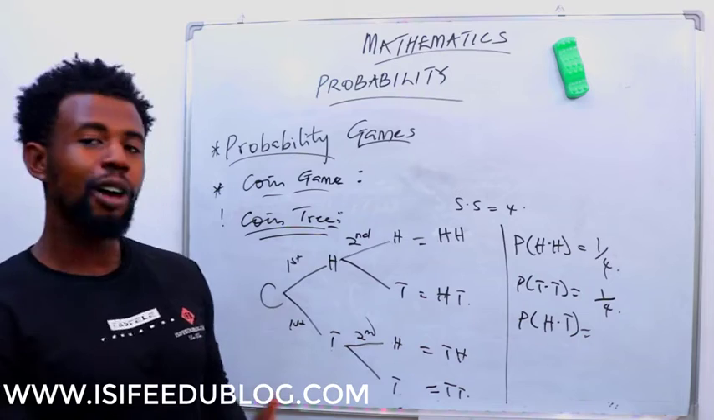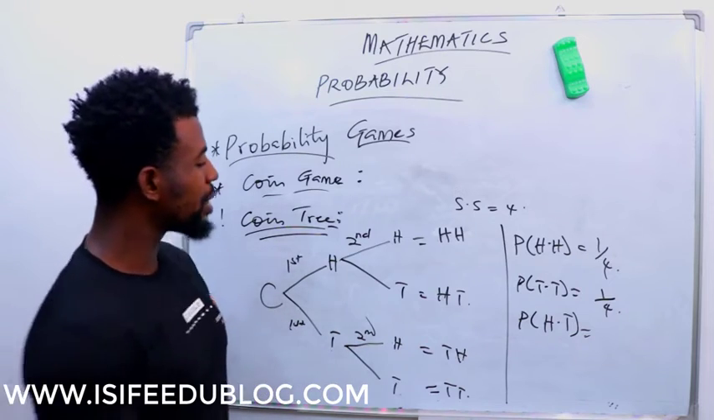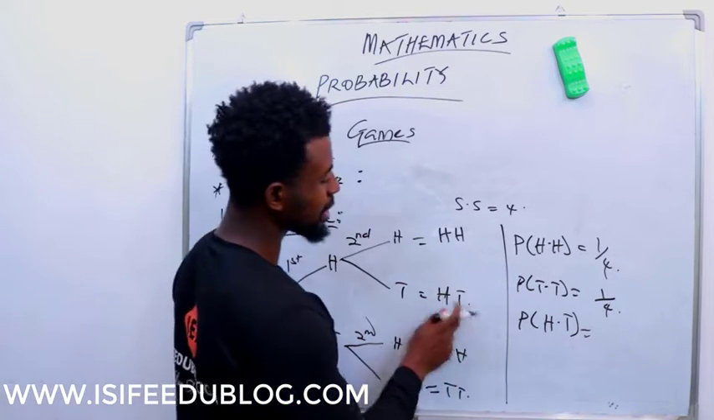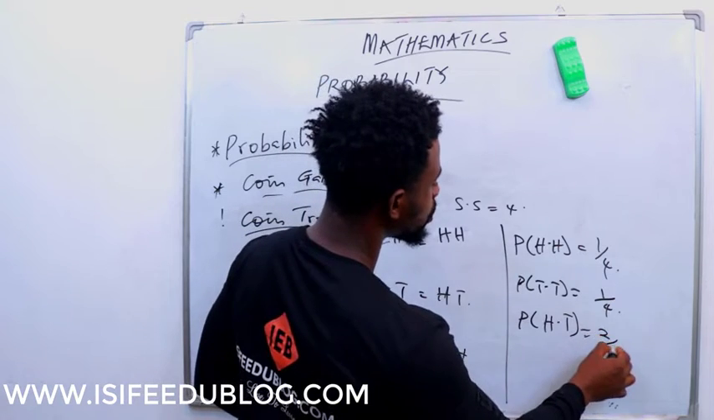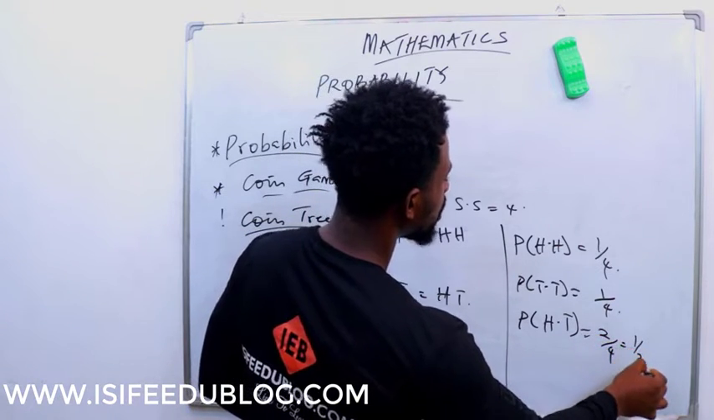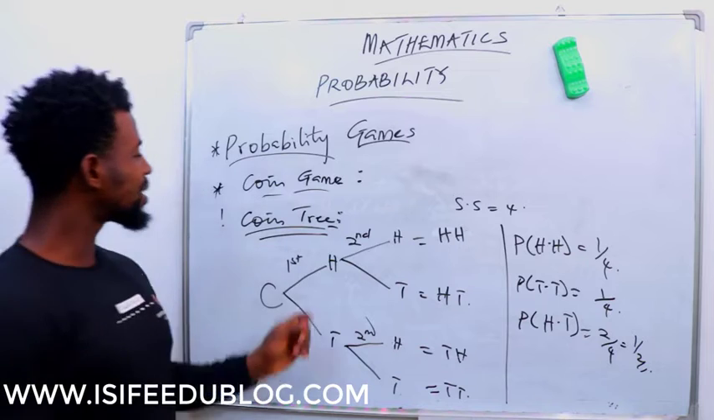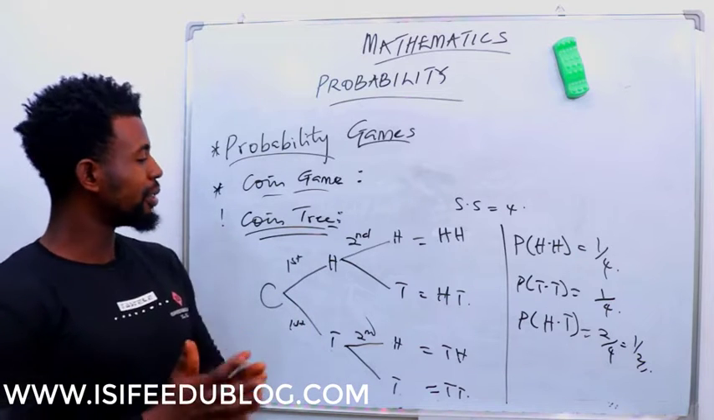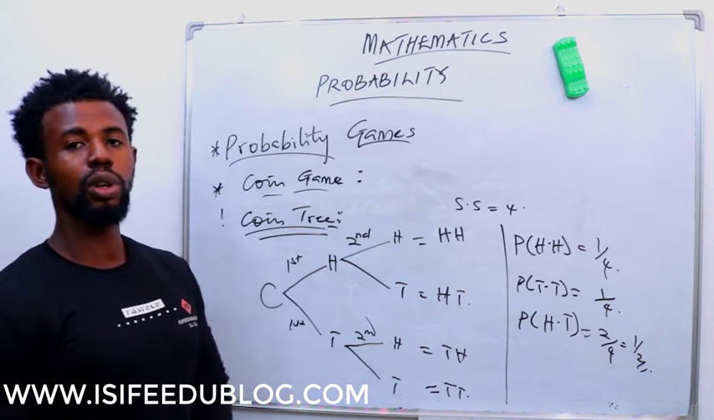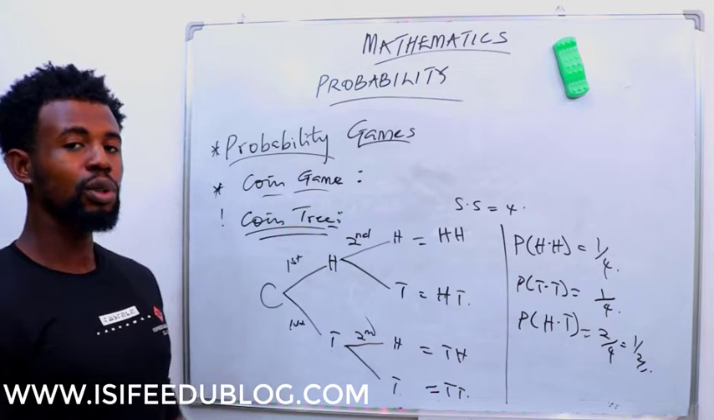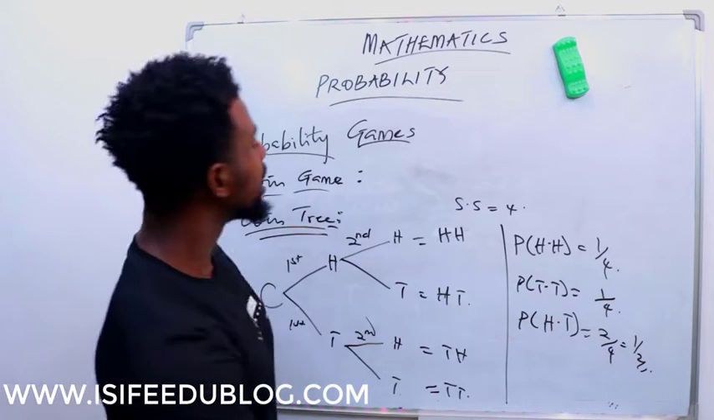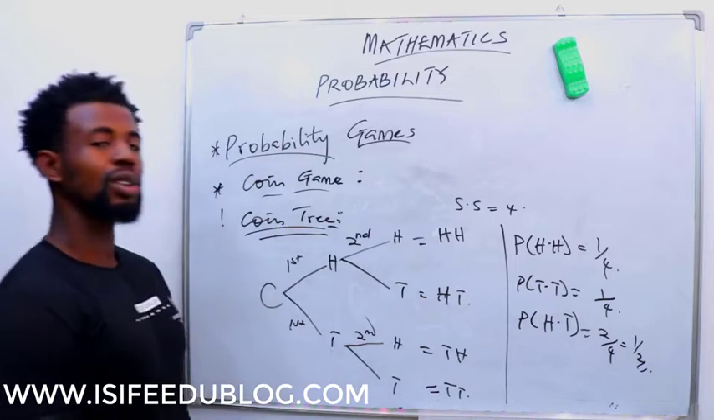So we have the probability of a head and a tail appearing. We have a head and a tail appearing 2 times. We have 2/4, which is equal to 1/2. Now that is for scenarios where you have just 2 tosses of a coin, or you have 2 coins being tossed simultaneously. Now what if you have a coin being tossed 3 times?